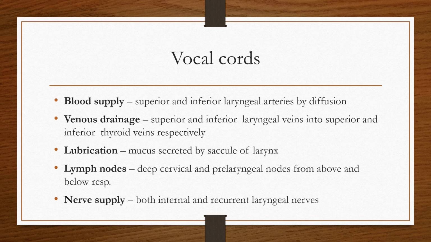If you are asked for a short note on the vocal cord, you should also include its blood supply, which is by the superior and inferior laryngeal arteries, and the veins follow the arteries. The lymph goes to the deep cervical and pre-laryngeal group of nodes. Nerve supply of the vocal cords is by both the internal laryngeal and recurrent laryngeal nerves, branches of the vagus nerve.